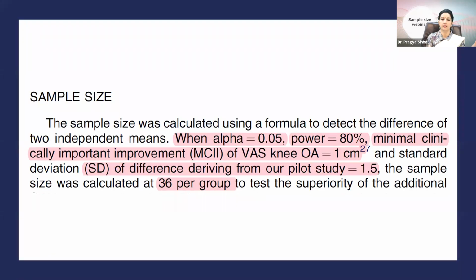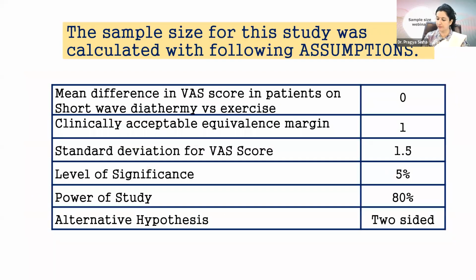So for this sample size calculation, they have kept alpha at 5%, power at 80%, and then the minimal clinically important difference they are keeping at 1 centimeter. That 1 centimeter, again on the pain VAS scale, you may define as the reduction in the pain, and standard deviation was 1.5. The sample size was calculated as 36. So in this case, if we see the input, the mean difference was 0. The clinically acceptable equivalence margin was 1, and then standard deviation was 1.5.